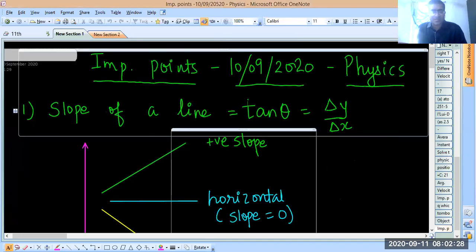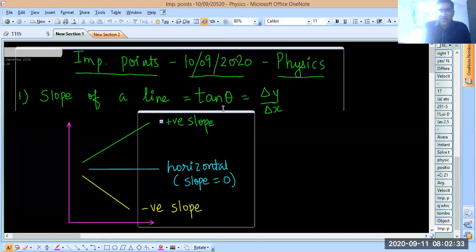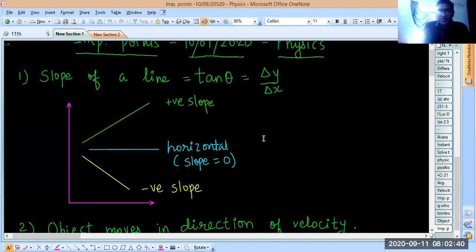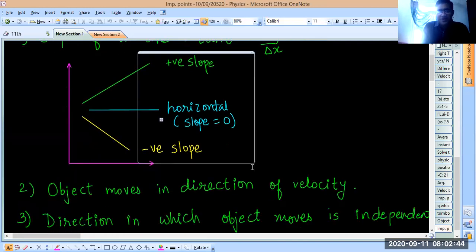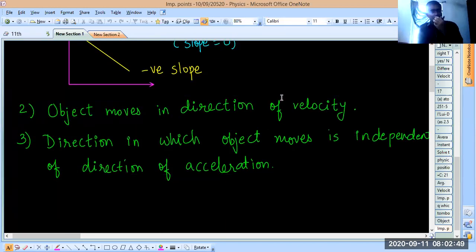So these are the important points that I sent you yesterday, right? We discussed a little bit about slope of line again. Positive slope, zero slope for horizontal line, and negative slope. And these two sentences about direction of velocity and direction of acceleration: that the object moves in the direction of velocity and that has nothing to do with direction of acceleration.